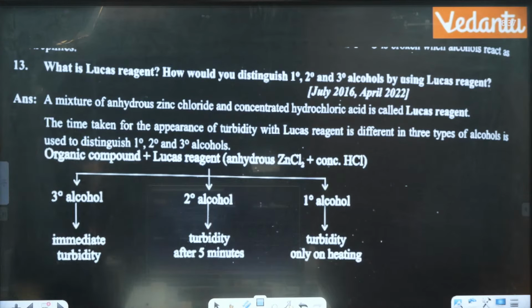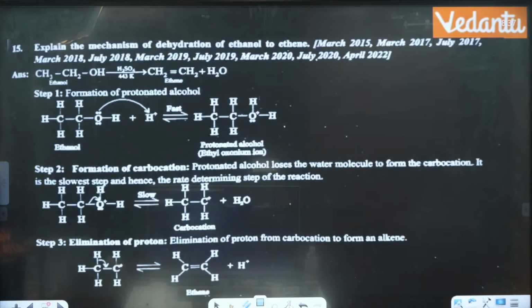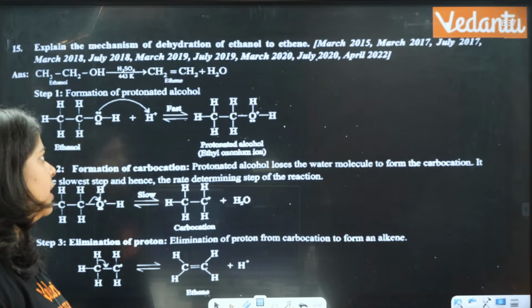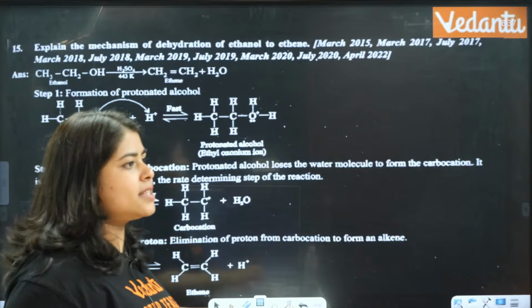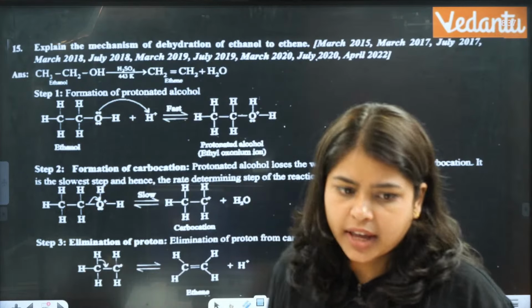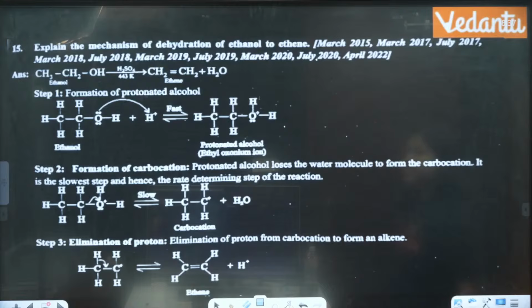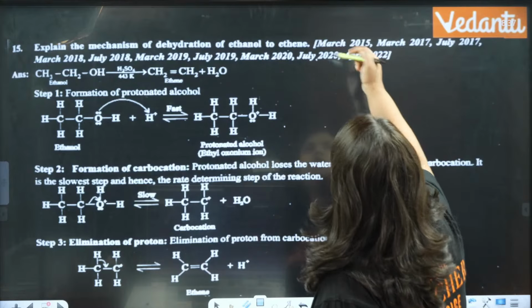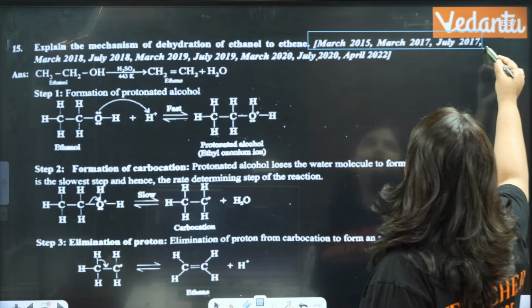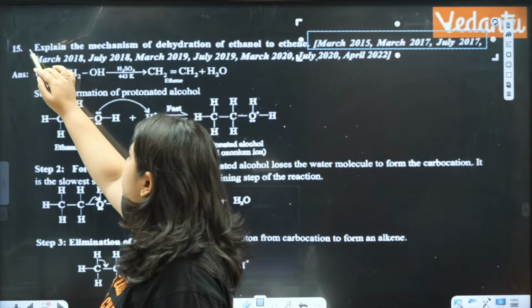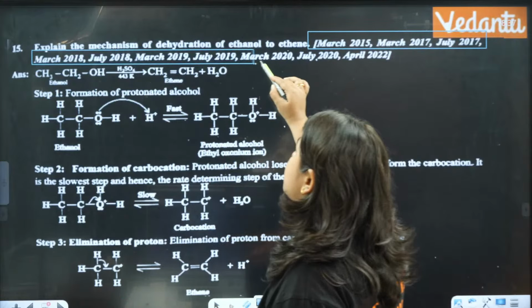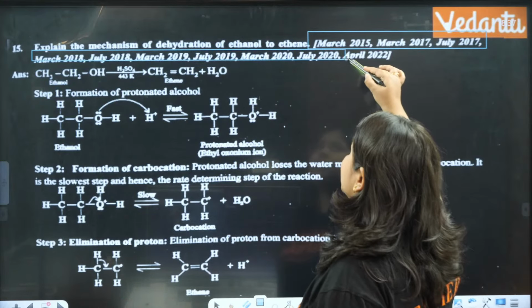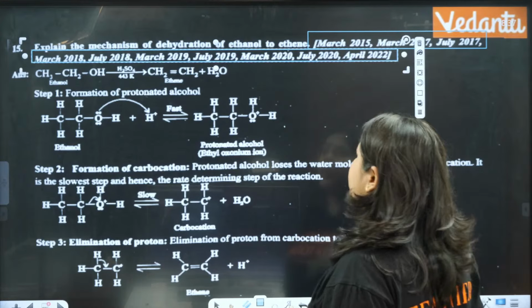Clear? Done. Next comes: explain the mechanism of dehydration of ethanol to ethene. Dehydration is going to be a fixed question in alcohols. This was actually asked a lot of times: March 2015, March 2017, March 2018, July 2018, March 2019, July 2019, 2020 and 2022.